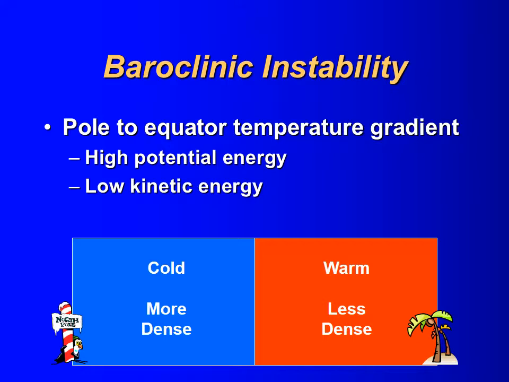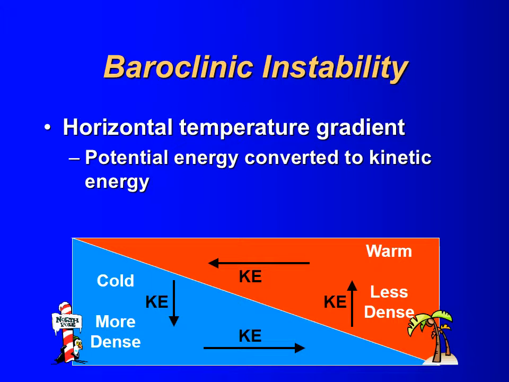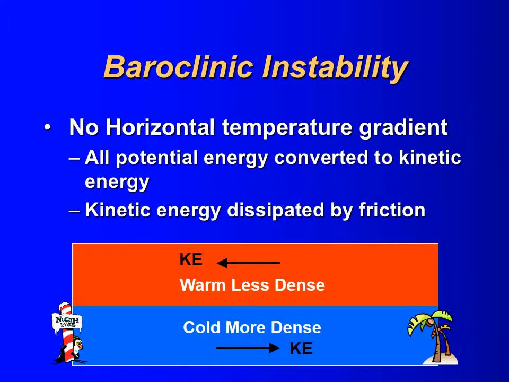If we remove the divider in between these two masses of air, then you're going to see the air start to flow. The cold air is going to undercut the warm air. The warm air is going to rise and move up over the cold air. So you have your potential energy being converted to kinetic energy.